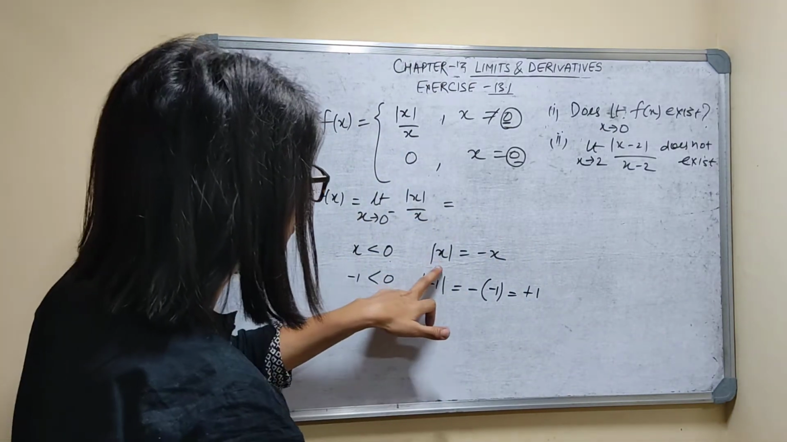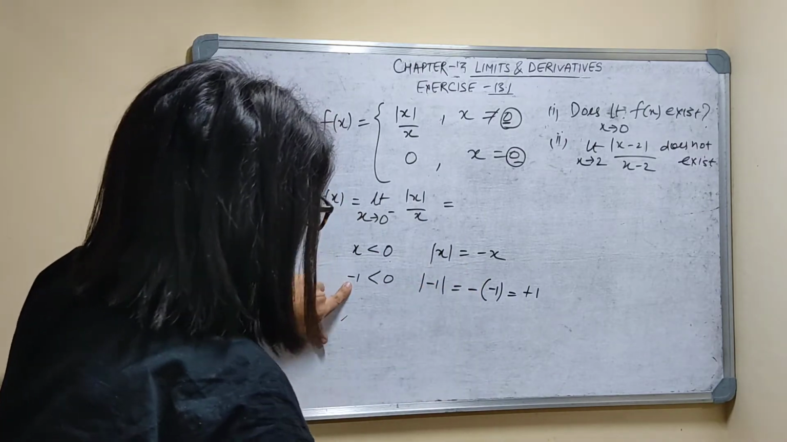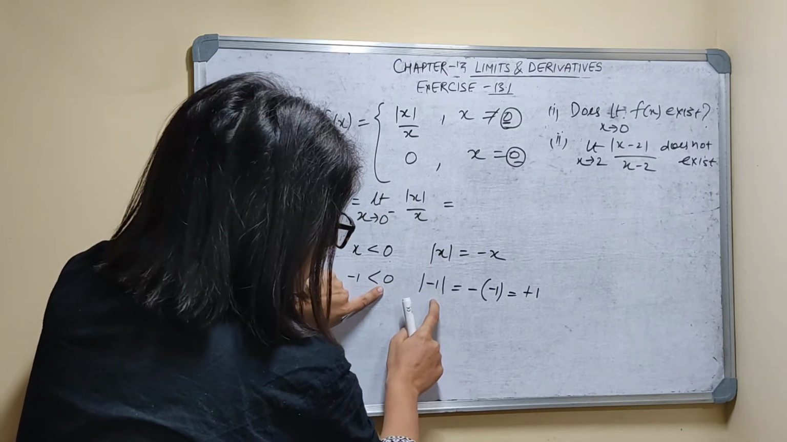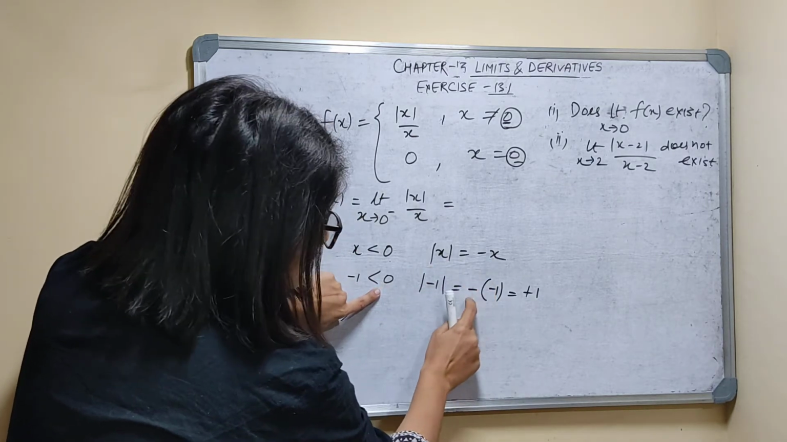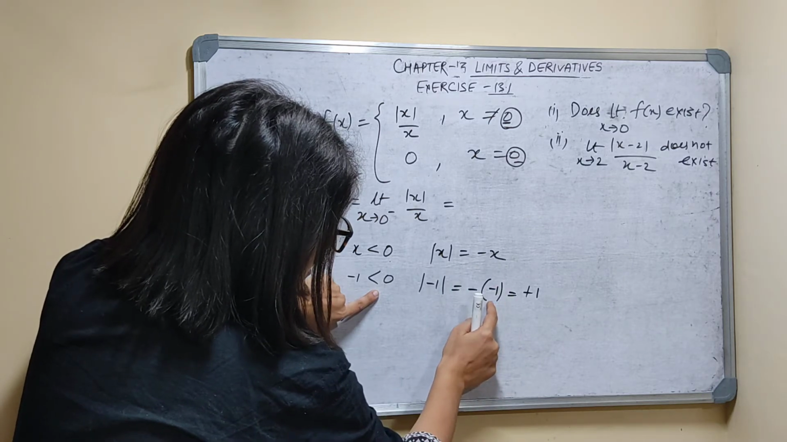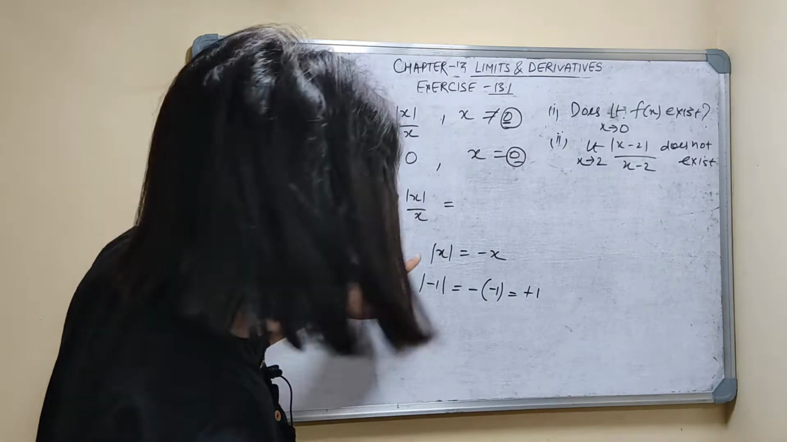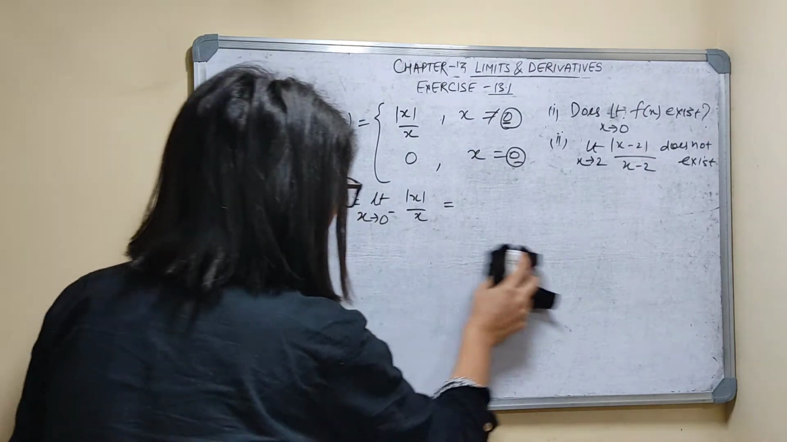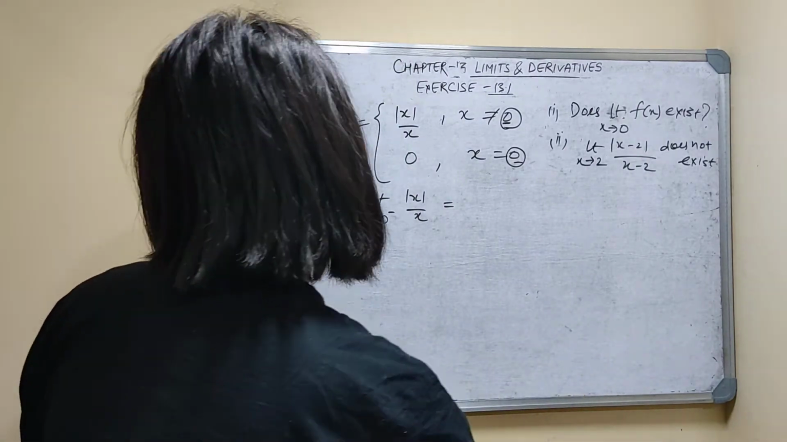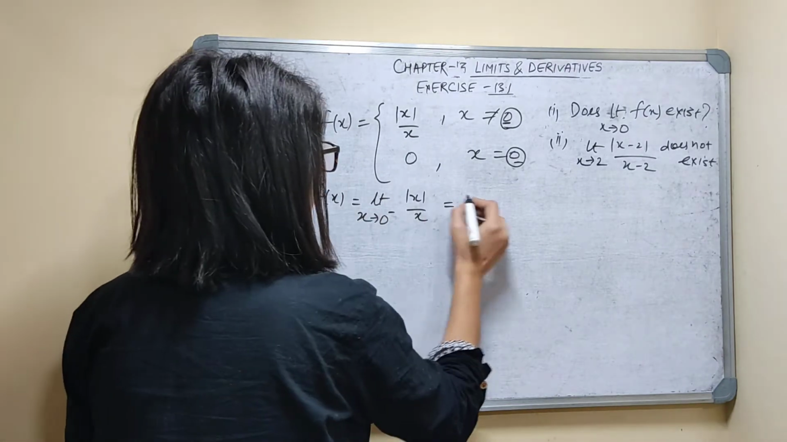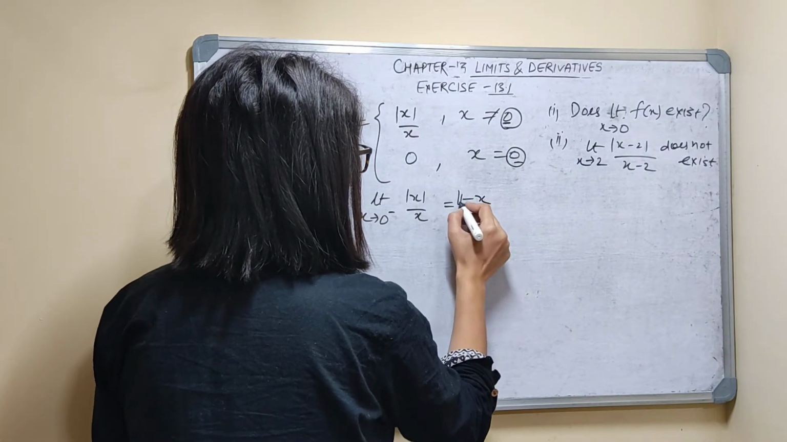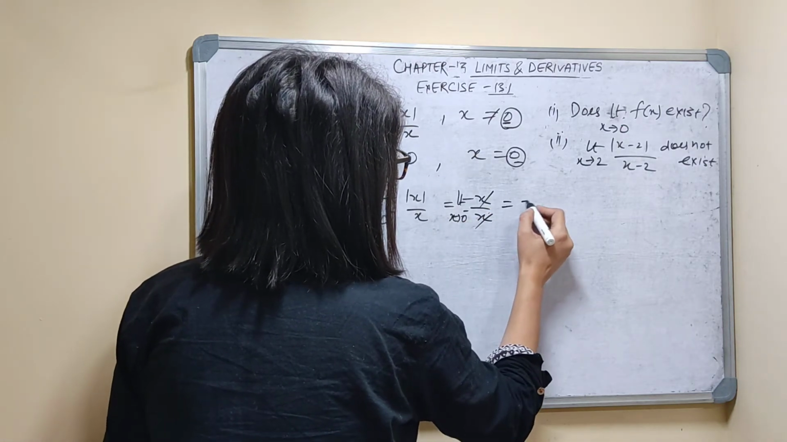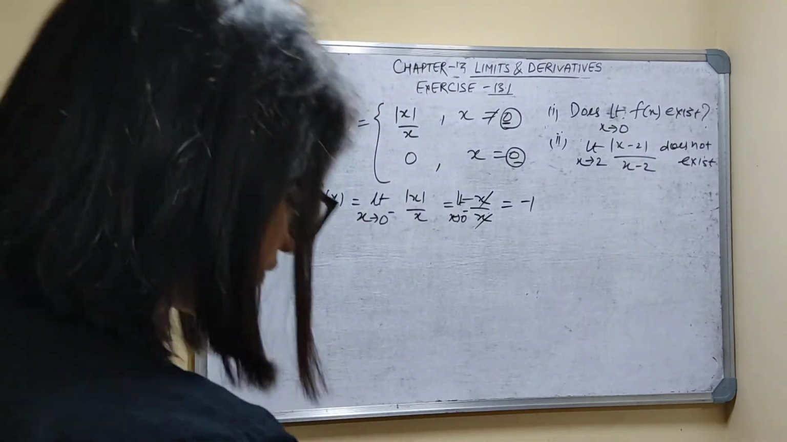When x is less than 0, |x| is equal to minus x. Let's say I am taking the value x as minus 1, which is less than 0. So |-1| is equal to minus x. The minus is from the formula, and in place of x I am writing minus 1, so minus into minus is plus 1. This is the formula. When x is less than 0, |x| is equal to minus x, and when x is greater than 0, |x| is equal to x. So here, as x tends to 0 minus, |x| is equal to minus x, so minus x upon x. The x cancels. The answer is minus 1.